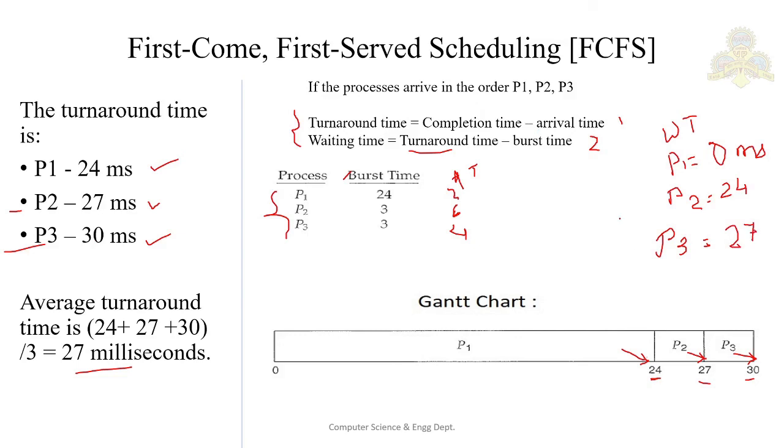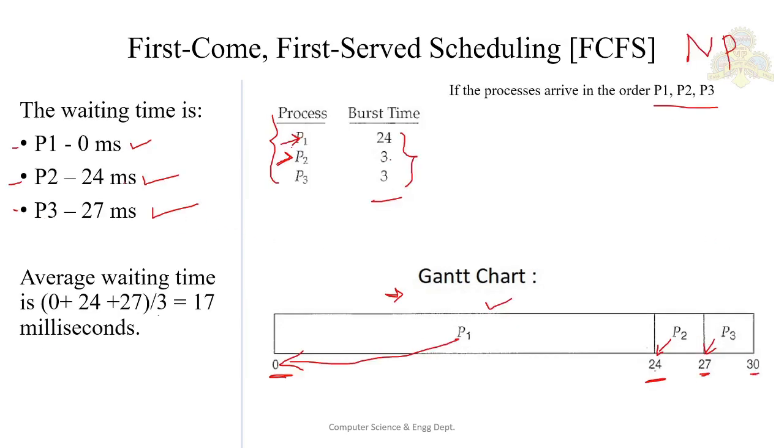Fine. So we'll go back to the previous slide and check whether we got the same values. P1 is 0, P2 is 24 and P3 is 27. It's 0, 24, 27. Let's check. It's correct, right? So if you apply the formula or just look at the Gantt chart, you get the same result. Calculating the average waiting time, it remains the same.